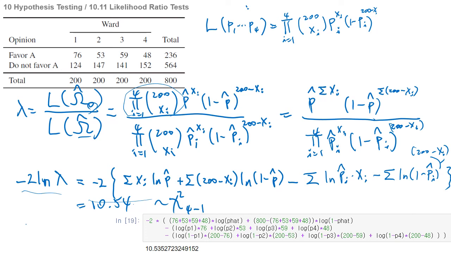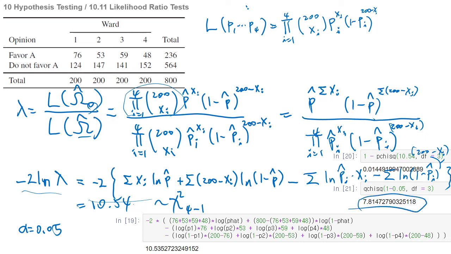So with alpha level 0.05, you can calculate the threshold, and 10.54 is greater than 7.81, so we will reject the null hypothesis, reject H0. And also you can calculate the p-value directly using this. And so this is the end of the proof. Okay.